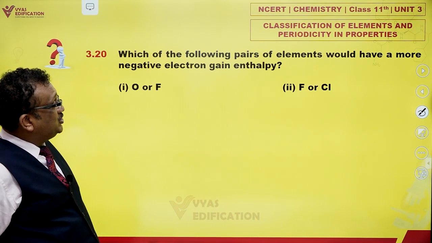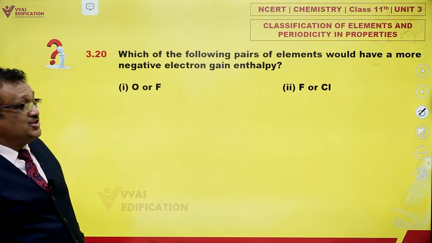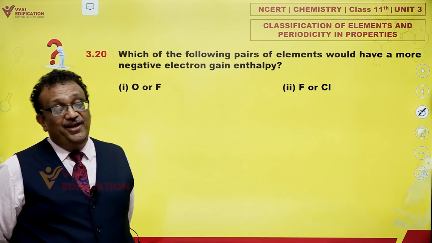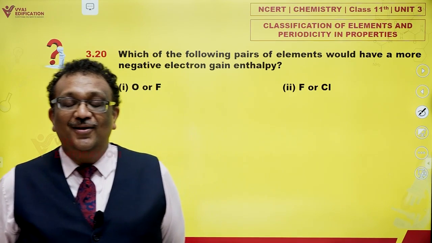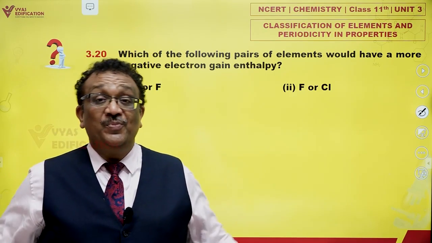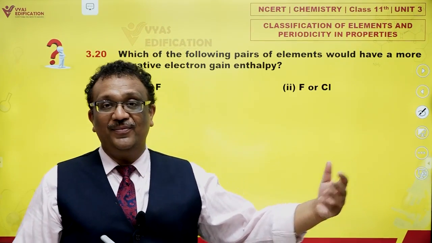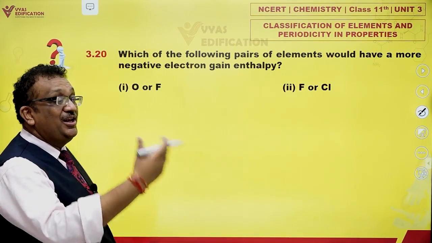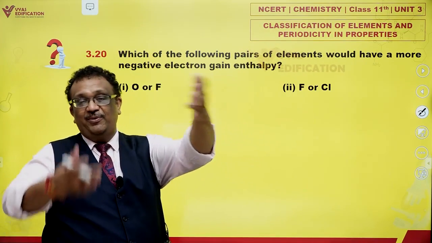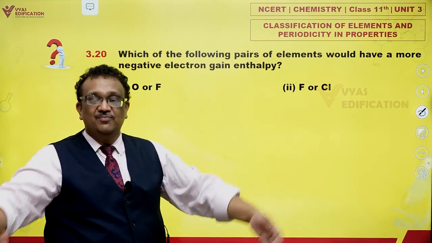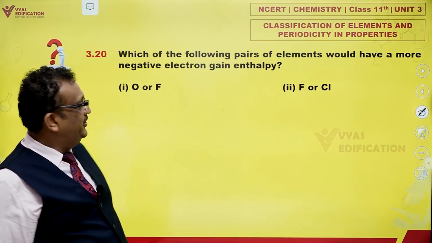Which of the following pairs of elements would have a more negative electron gain enthalpy? Now, what is electron gain enthalpy? It is the energy released when an isolated gaseous atom accepts an electron to form an isolated gaseous ion. So naturally, it is the welcome energy. If you are accepting an electron out of happiness, atoms release a certain amount of energy.